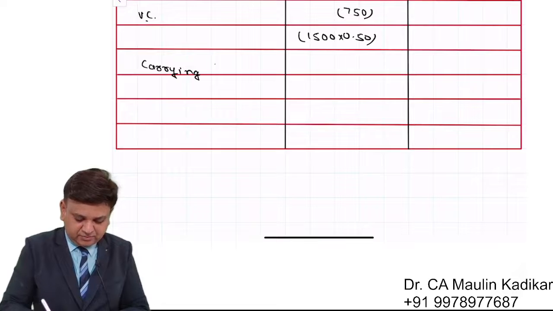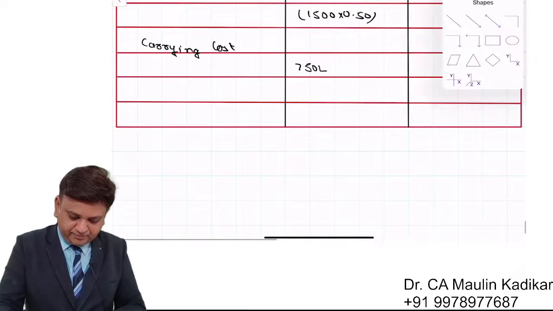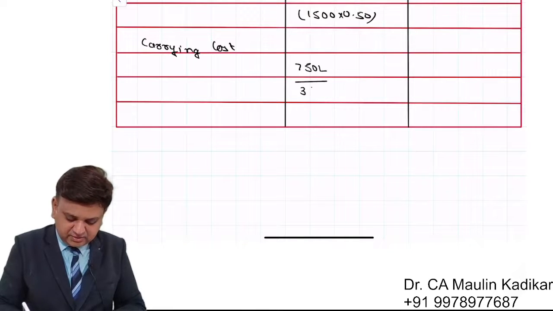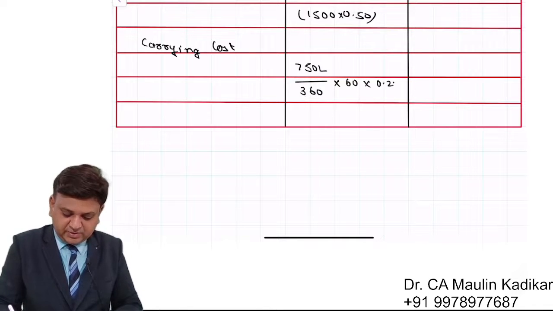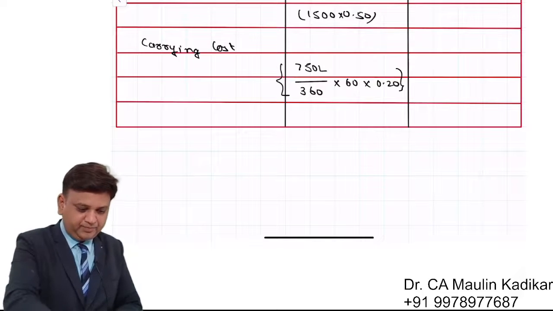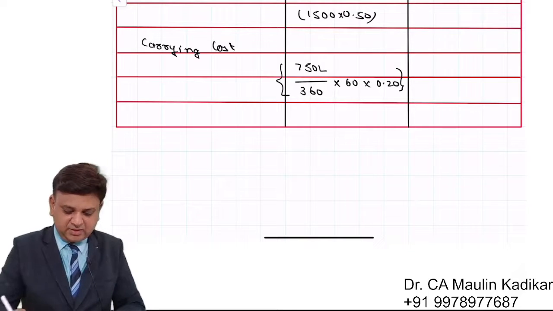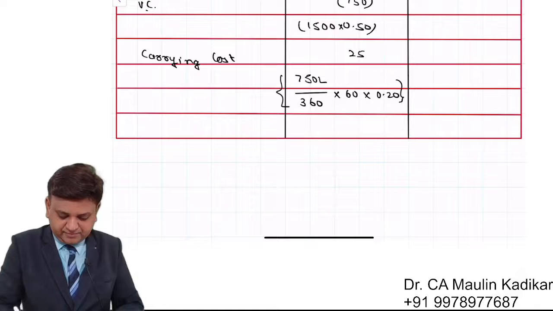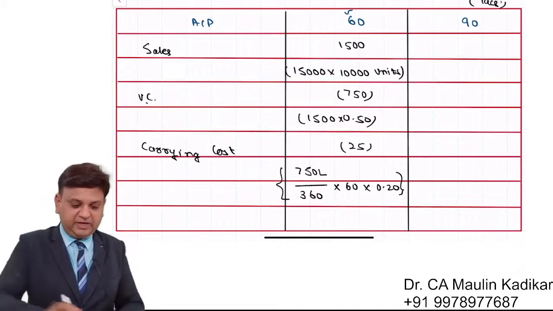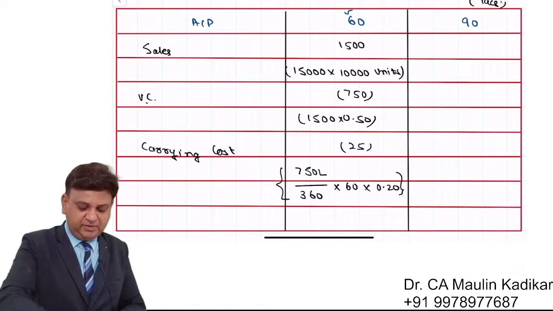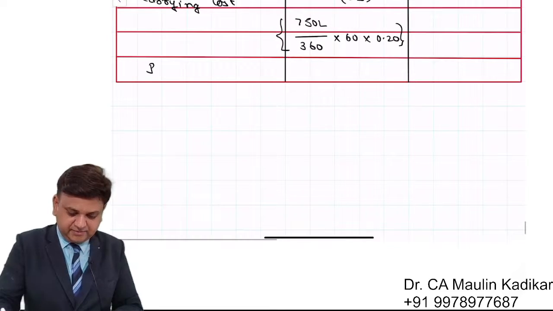Next is carrying cost. It is 750 lakhs divided by 360 days into 60 days into cost of capital, which is provided as 20 percent. 750 into 60 into 0.20 divided by 360. That comes to 25 lakhs. No other cost information has been given. So now this is the point at which we have the answer. 1500 minus 750 minus 25. So there is a profit of 725 lakhs.